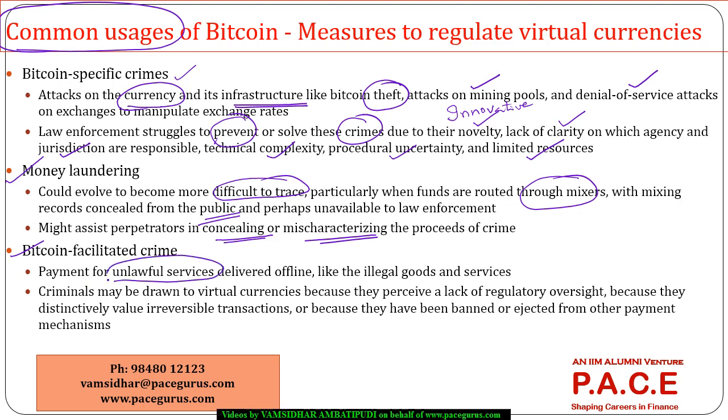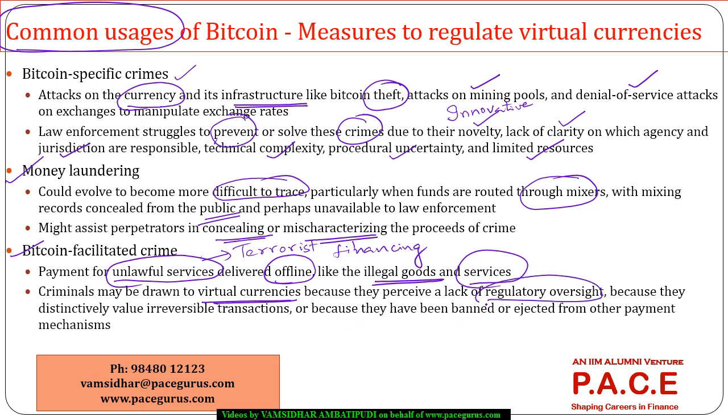So payments for unlawful services like terrorist financing are very, very prevalent using Bitcoin kind of virtual currencies. There are so many offline activities that are happening. Illegal goods are getting paid for through virtual currencies. Various illegal services are being claimed through virtual currencies. So criminals are getting very, very drawn to virtual currency.